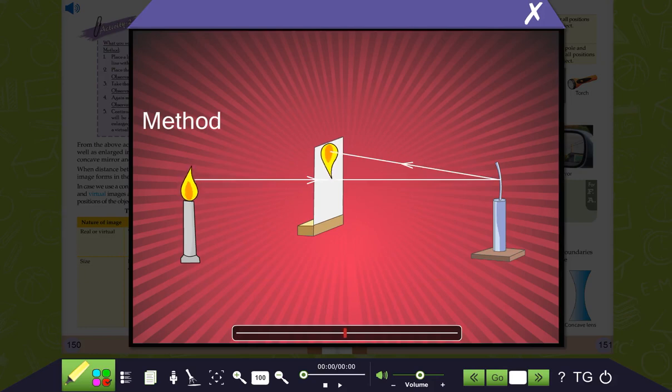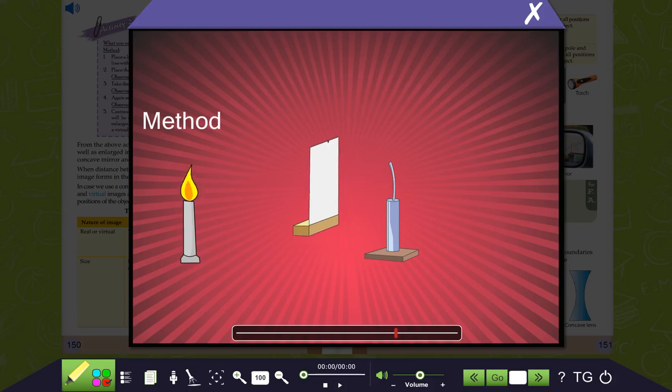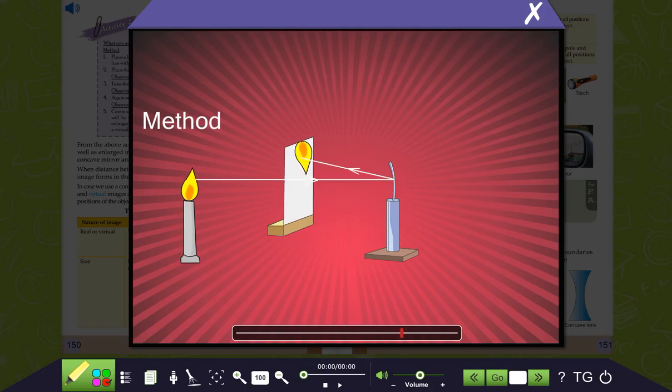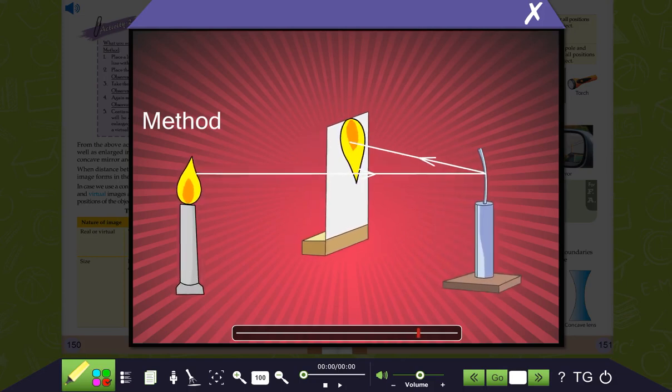Observation. At one position of the screen, an inverted image of the candle flame forms on the screen. 3. Take the mirror towards the candle, say 10 cm closer. Observation. The image disappears from the screen. 4. Again move the screen back to get an image. Observation. The size of the image obtained increases.